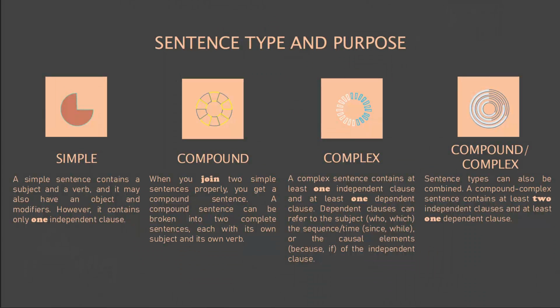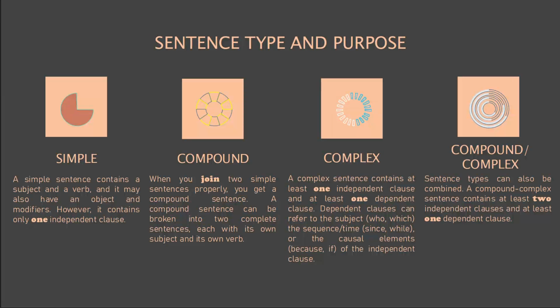Let's look into the types of sentences and how these can be written. Sentence type and purpose. As we were discussing, a sentence can come in a variety of shapes and lengths. All sentences serve one of only a few very basic purposes. So every sentence is one of the following types: simple, compound, complex, and compound-complex.